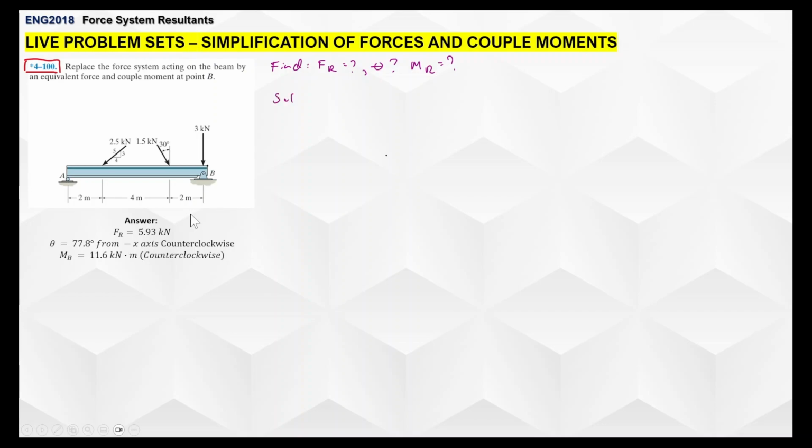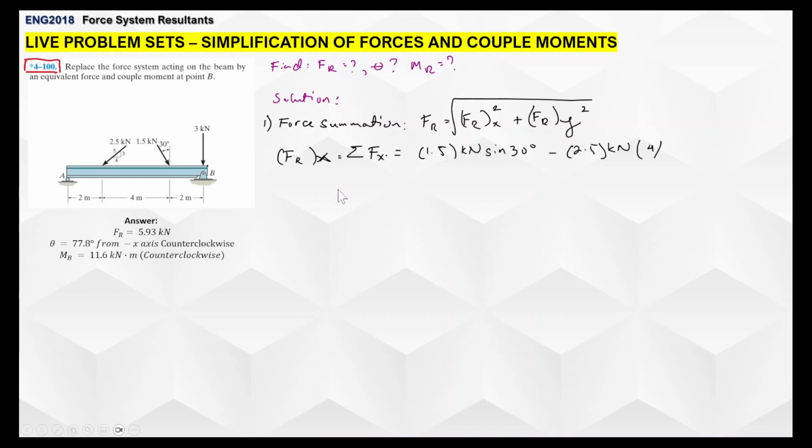So the first step here, you write down your solution, and the first thing we've got to do is, of course, get some force summation. And remember, the resultant force is equal to the square root of the sum of the squares of the x and y components of our respective forces, just like so. So what are those? In this particular case, positive is going to the right, going up is positive as well.